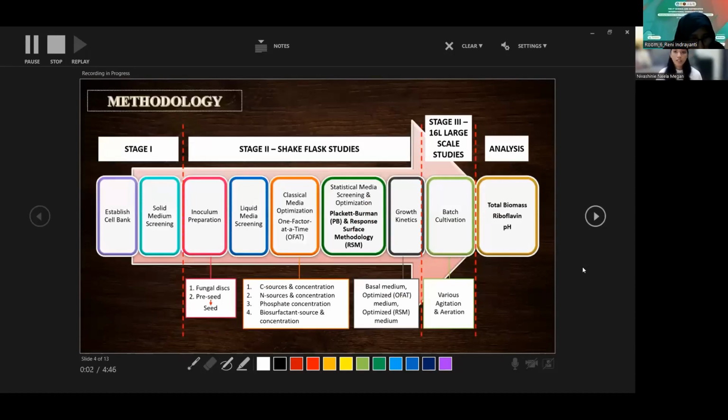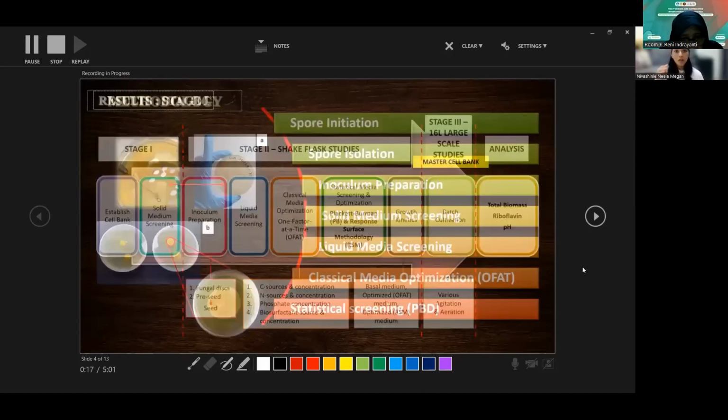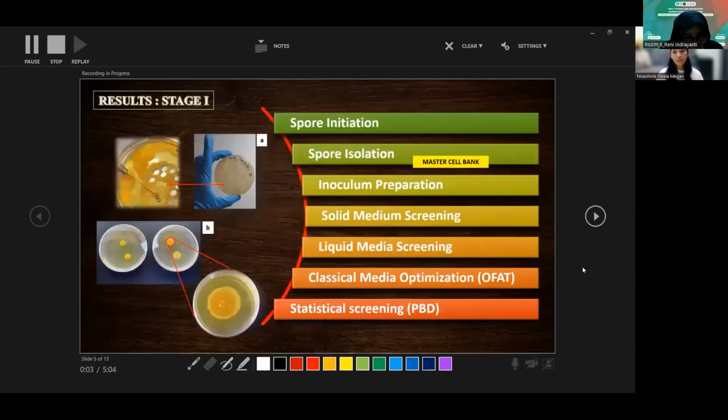This will be the whole procedure of our experiment, starting off with the establishment of the cell bank and the analytical part. We are in stage 2, shake flask studies, basically before the response surface methodology to optimize the medium. In stage 2, we have done spore initiation and isolation to establish our master cell bank. This spore was utilized to cultivate on a culture composition, which also went through a screening procedure as well. This is how it looks on a solid medium.